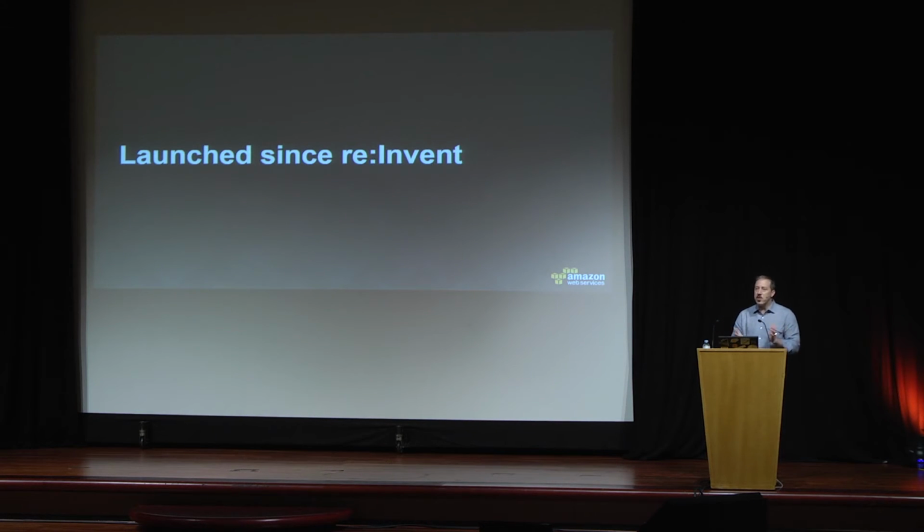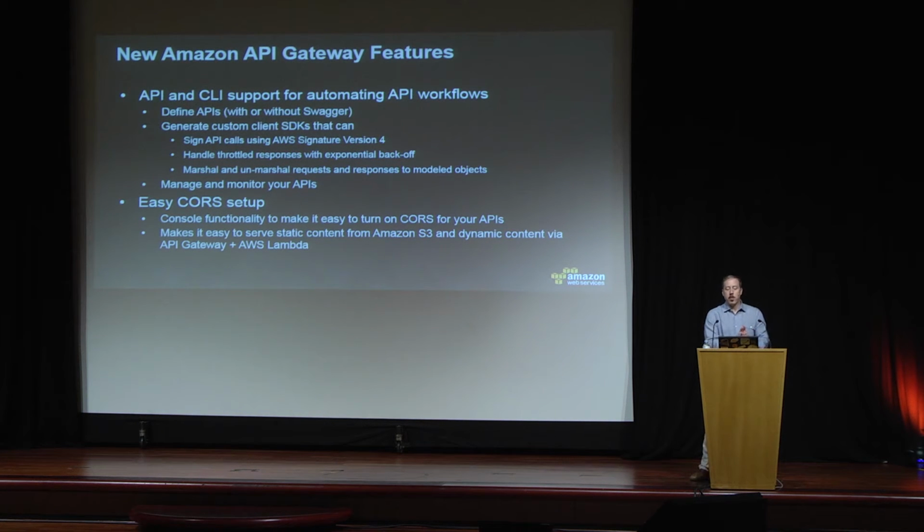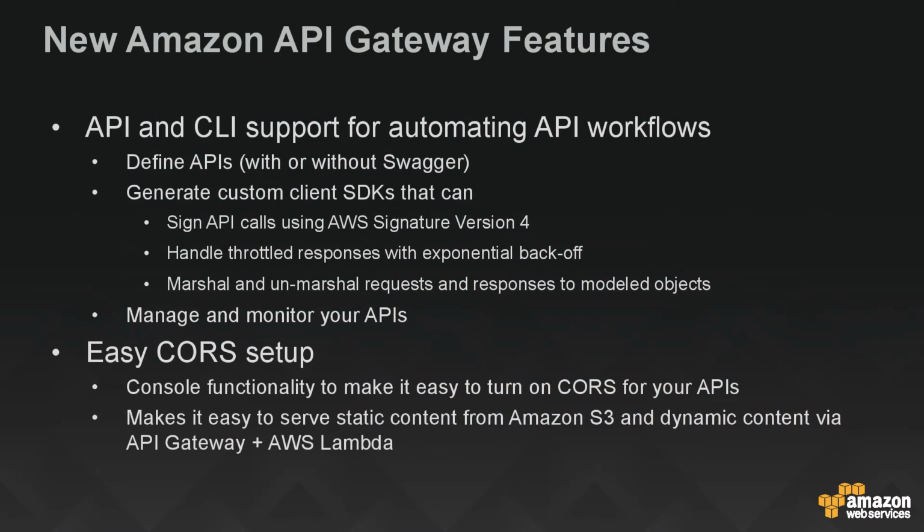And finally, we've been busy even since re:Invent. I want to tell you about a couple of things we've done here. So on API Gateway, we went back and added support for both the API and CLI. This is one of our most requested features because we launched initially just with console support. And this allows you to build full automation and deployment infrastructure around your APIs.